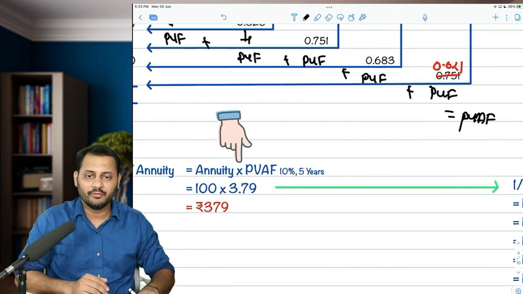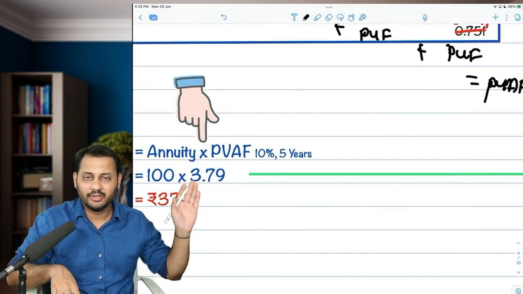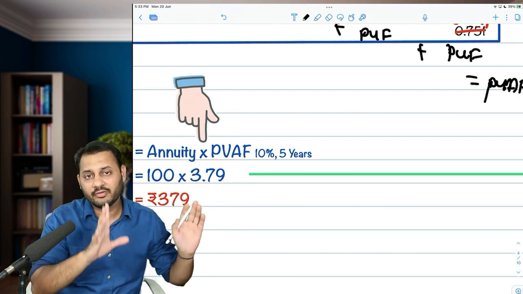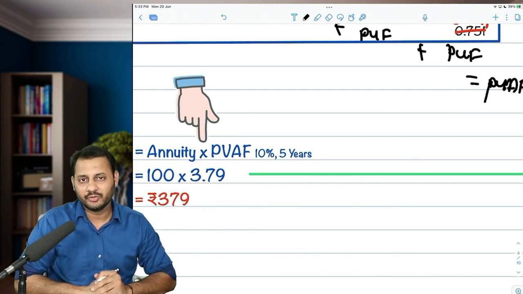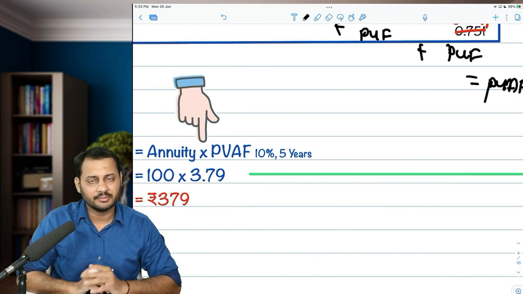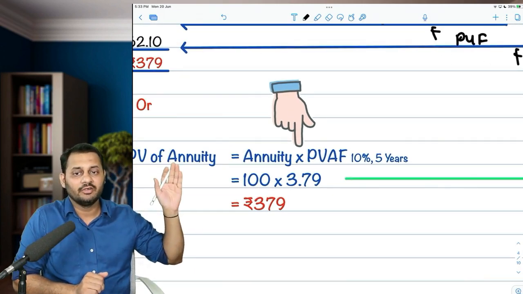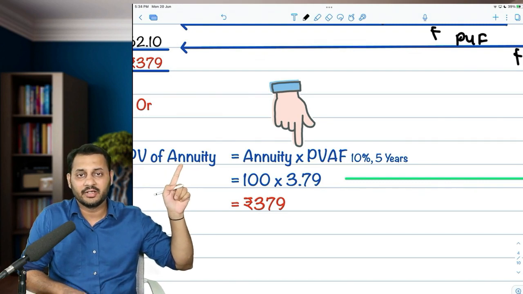So what you have to do here is calculate the present value annuity factor of 10% for 5 years, and I will show you how to do that on the calculator in just a minute. But the basic concept of calculating the present value of annuity means a figure which is being repeated again and again.